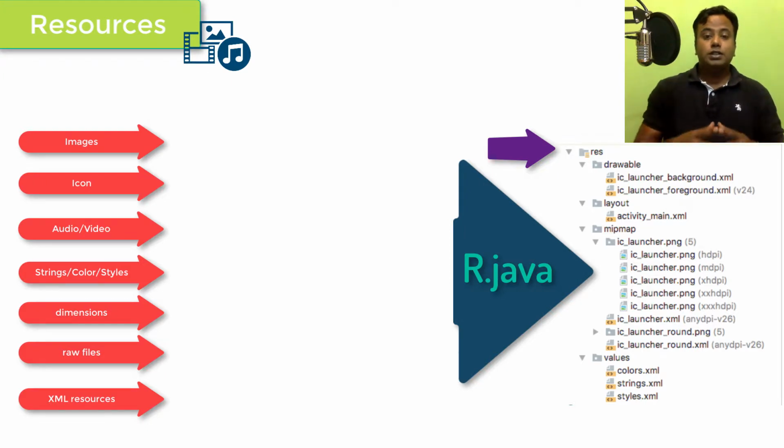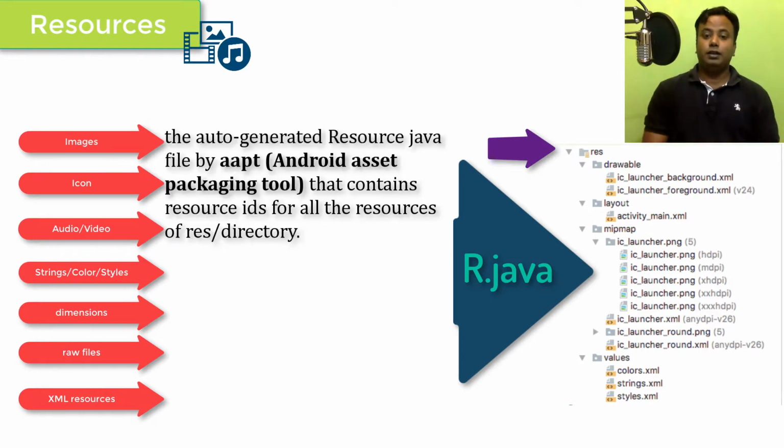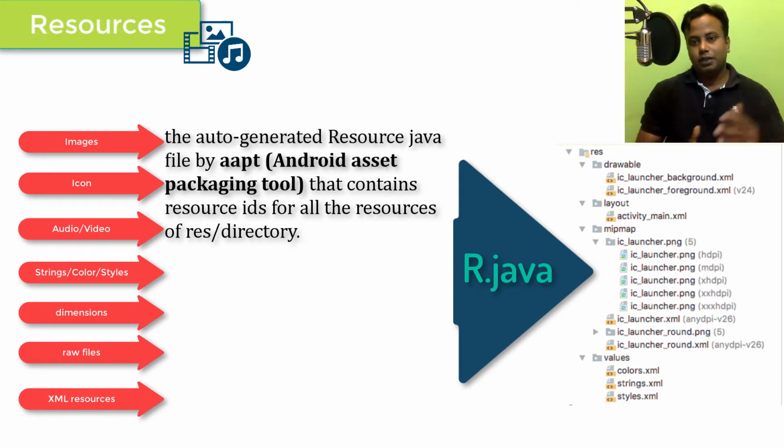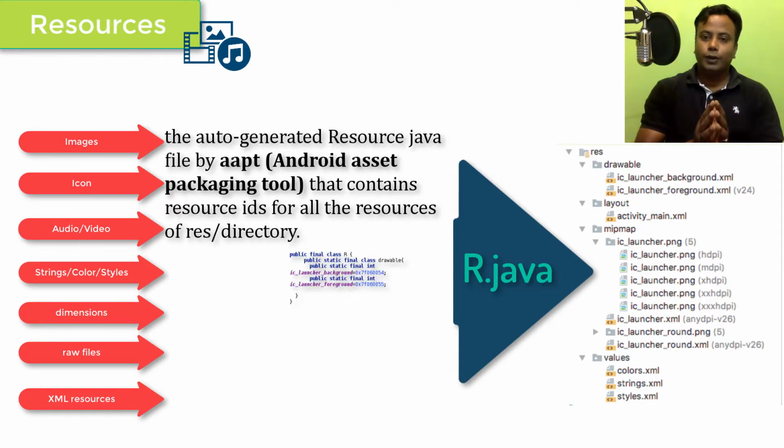How is it created? It is an auto-generated resource Java file created by AAPT, that is the Android Asset Packaging Tool. So you drag and drop, you use the original format. For example, if you want to use an image in your application, you copy the image and paste it inside a drawable folder, and this AAPT tool converts this drawable folder into an inner class inside R.java. And for example, a button: you want to perform an event on a click of a button, and we know the button is recognized by an ID. So this ID is also converted into an inner class inside R.java.